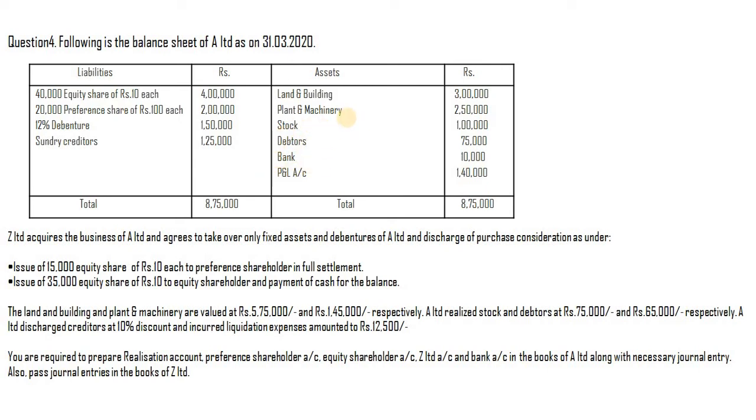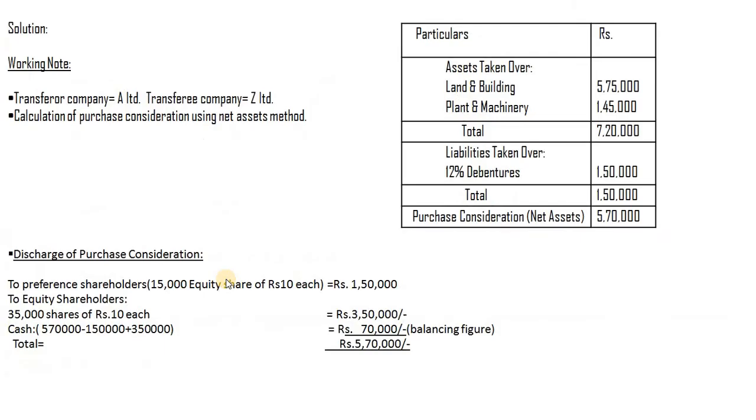In the case of liabilities as well, in the question it's clearly given, right? Only debentures of A Limited are taken. Okay, and debentures value is 1,50,000, right? And in this paragraph 3, we don't have any new value of debentures, right? Here there is no new value, so we will take debentures at book value, which is 1,50,000.